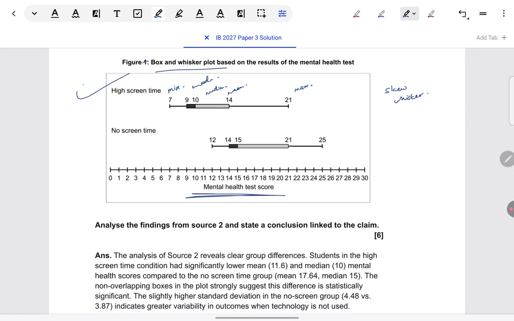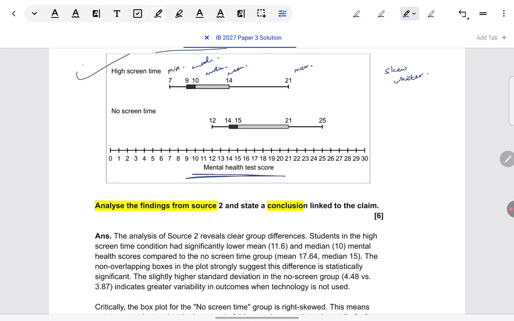This is again a static question. We can think of it as semi-static because the source is going to vary, but the question is always going to be this: analyze the findings from source 2 and give a conclusion. This is a 6 marker.